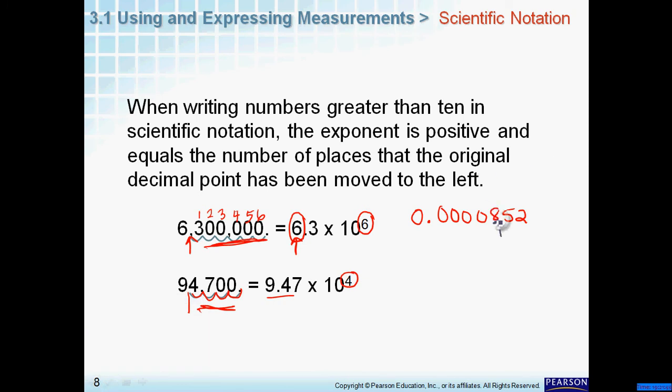The decimal's going to go here, between the 8 and the 5. Between the 8 and the 5 is where my decimal goes. So I have 8.52 times 10. Is my number greater than 1 or less than 1? Well, it's less than 1 because the digit before the decimal is a 0. So I know my exponent is going to be negative.